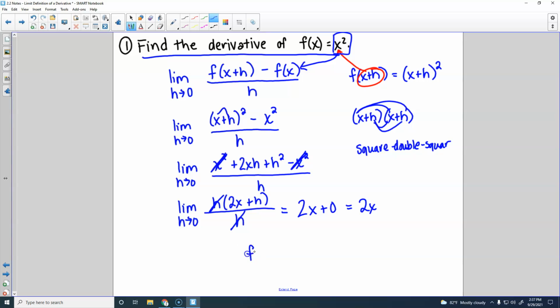So our answer here, it is a lot like the F star, but the F star was a slightly different formula, but it works a lot like that. The F star was actually twice the derivative, but it's not important for you to know right now. So we would say F prime of x equals 2x. That is the derivative.